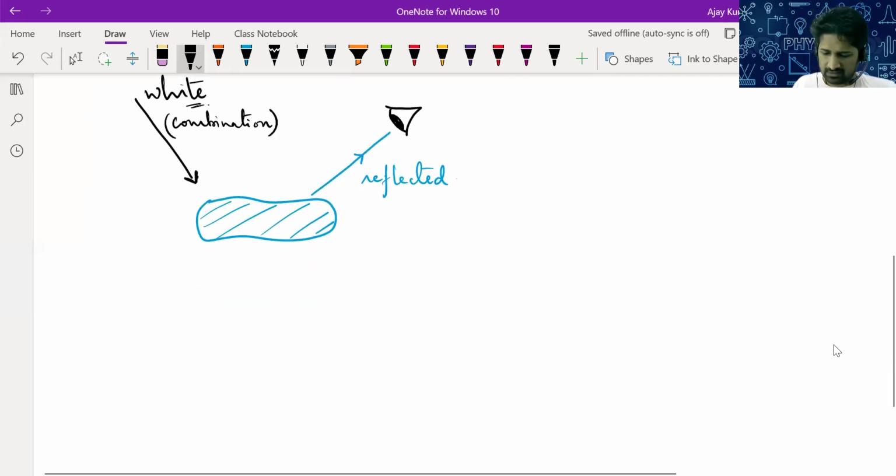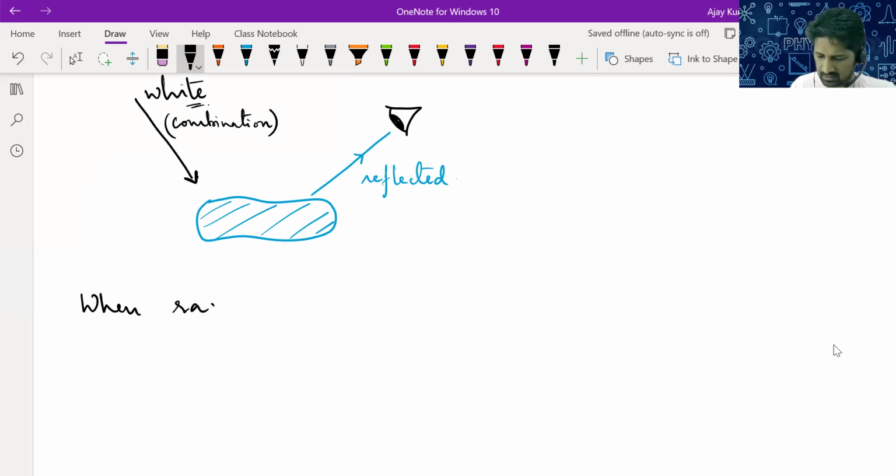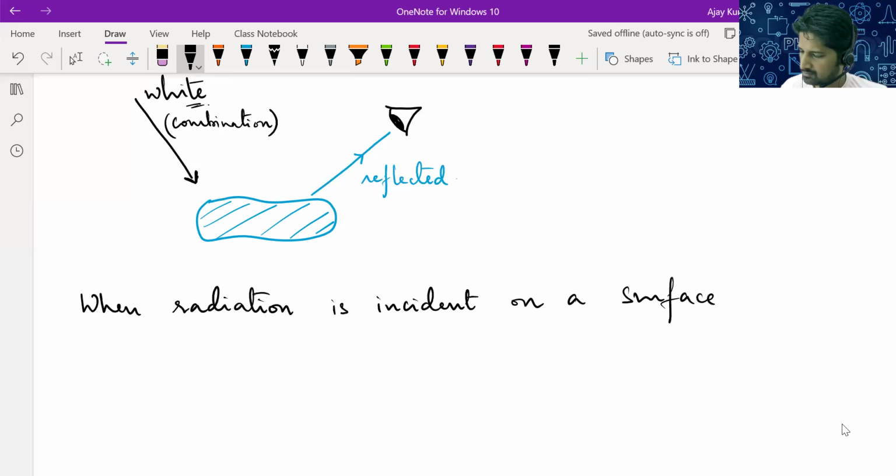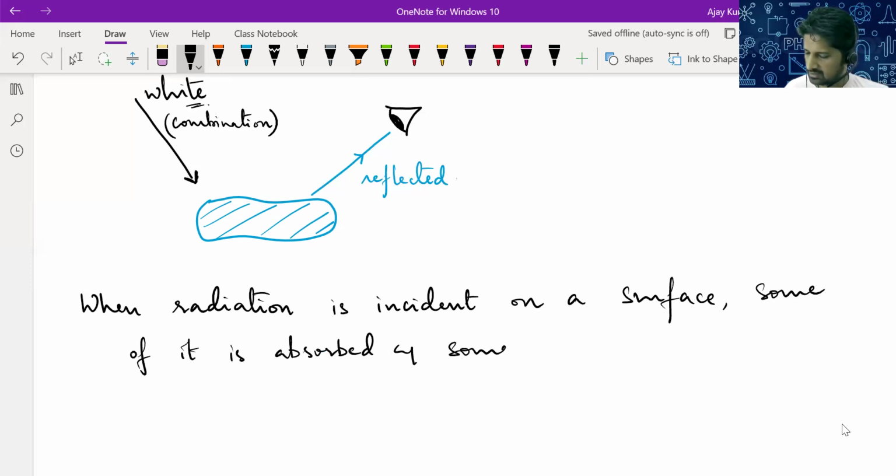So in general, when energy is incident, or when radiation, meaning electromagnetic waves, is incident. Now I'm talking about radiation, and then I'm talking about light. Light is also radiation itself, an electromagnetic wave itself. Okay, you must have learned this. Light is an electromagnetic wave. So each color that we see has a particular wavelength associated with it. So when radiation is incident, radiation incident means what? Electromagnetic waves are incident on a surface. Some of the radiation is absorbed by the surface and some of it is reflected.